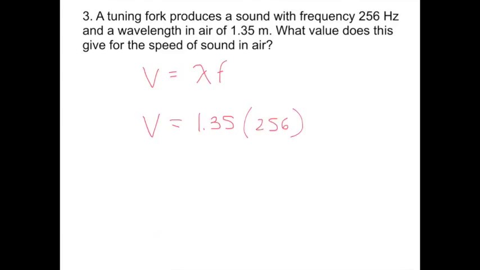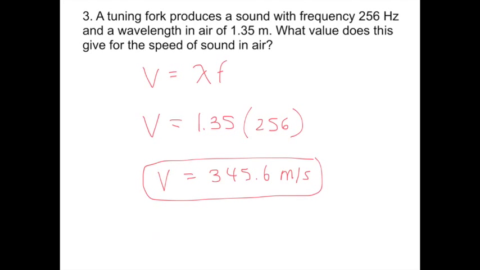If I multiply these values together, I get that the velocity of sound in air is about 345.6 meters per second, which is pretty similar to the value they gave us before of 340 meters per second.